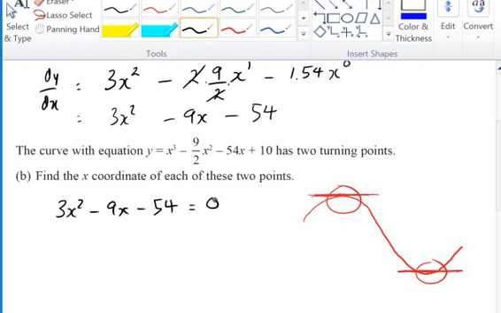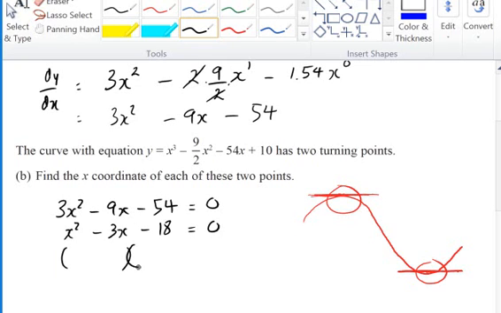Now again, you have, as one of your more complicated questions, tackled factorizing quadratics. So let's try here. Straight away, you could divide by 3. You could make it a lot simpler. 3 into 3 goes 1. 3 into 9 goes 3. And 3 into 54 goes 18.